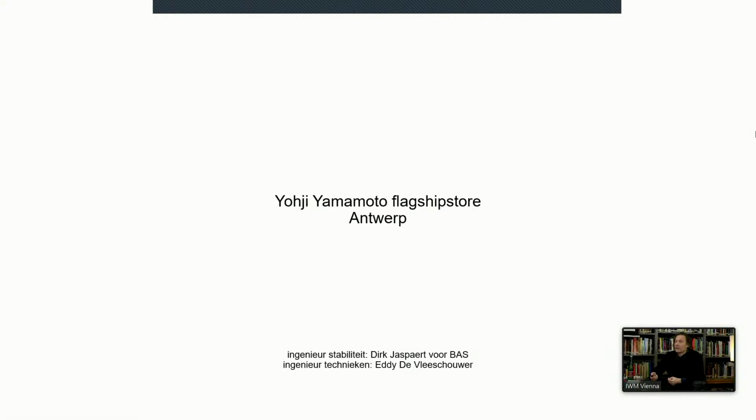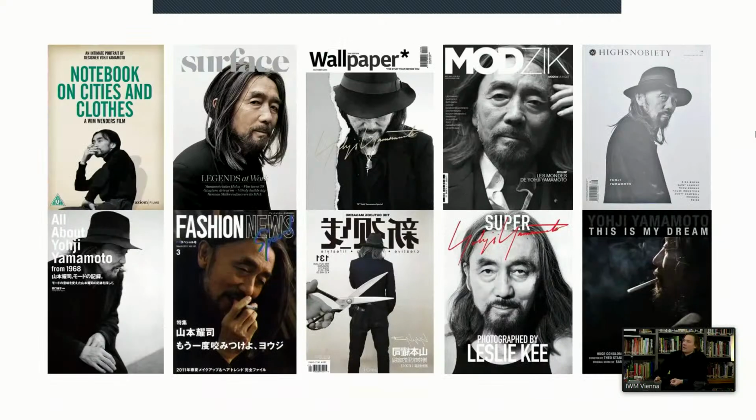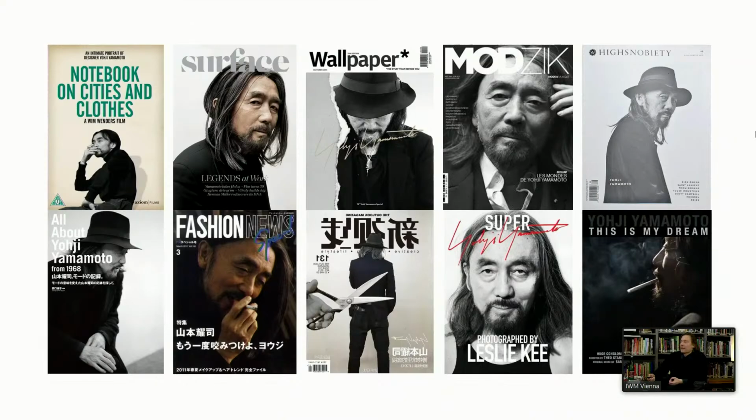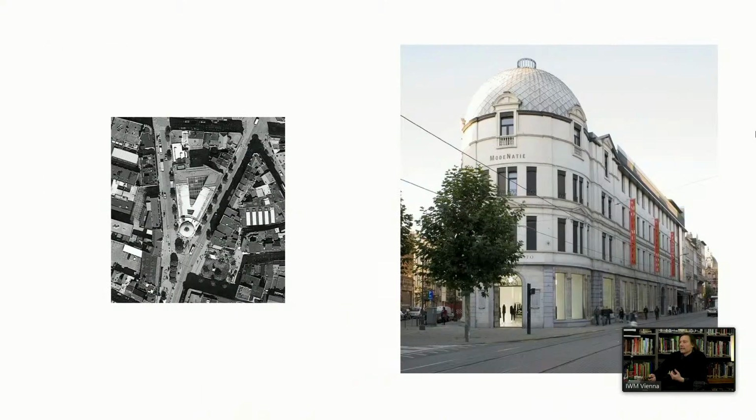Okay. Yohji Yamamoto flagship store. Yohji Yamamoto is a Japanese fashion designer, and he came to Belgium with a certain affinity with the Belgian fashion scene. In this building, housing the renowned Academy of Fashion, the Fashion Institute, and so on, he would take the ground floor.